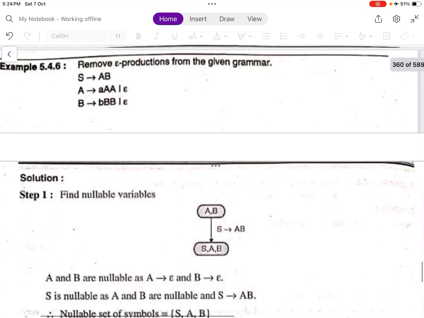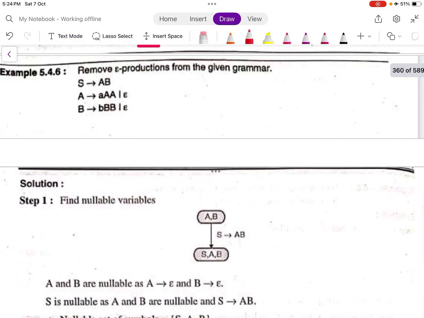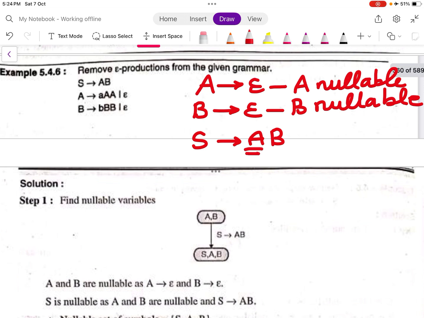Let's see one more example. Remove epsilon productions for the given grammar. So here first find out which of them are nullable. You say A goes to epsilon, so A is nullable. B goes to epsilon, so B is also nullable. And S is AB, because A is nullable and B is nullable, so S is also nullable.